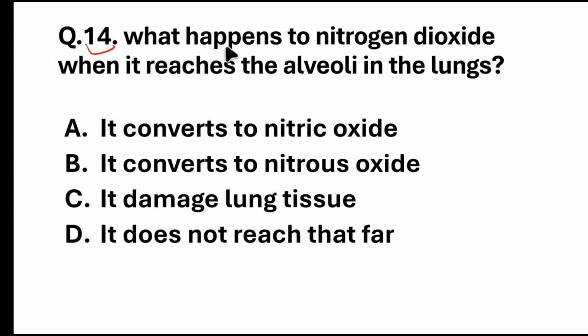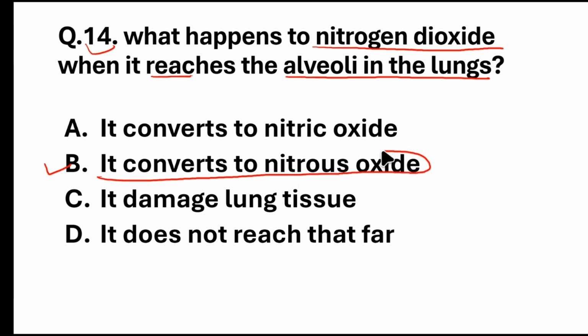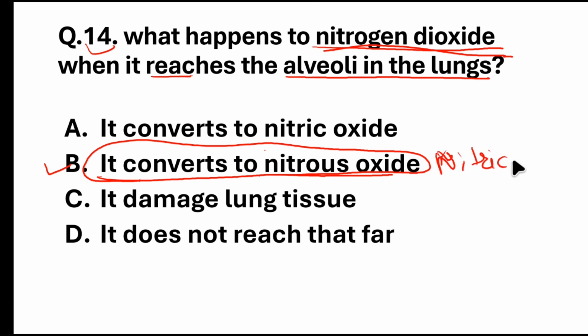Question number 14. What happens to nitrogen dioxide when it reaches the alveoli in the lungs? Answer option B. It converts to nitrous oxide. Once nitrogen dioxide reaches the lungs, it gets converted to nitrous oxide and even nitric acid. These materials irritate and damage the lung tissue even in low concentration.